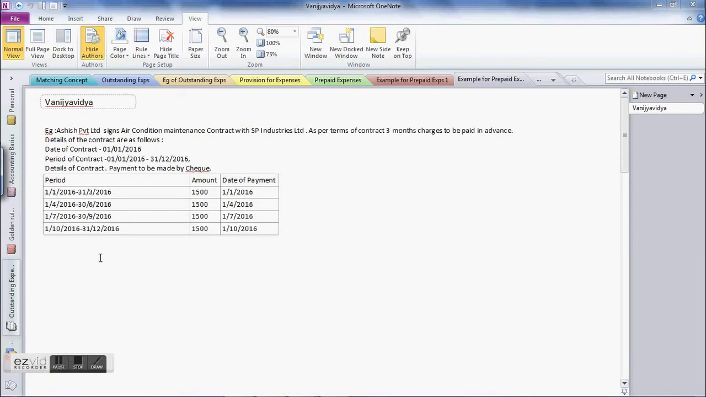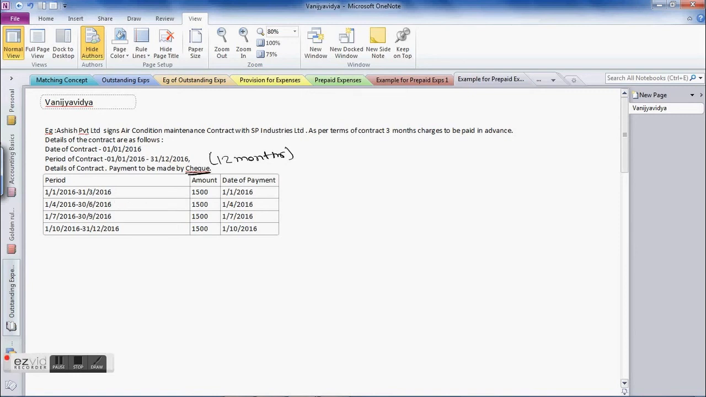Now here we are seeing one more example of the prepaid expenses. Ashish Private Limited signs an air condition maintenance contract with SP Industries Limited. As per the terms of contract, 3-month charges to be paid in advance. Details of contract are as follows. See, the date of contract is again 1st Jan 2016. Period of contract is 1st Jan 2016 to 31st December 2016. That is, period is how much? It's 12 months. Okay. Then payment to be made by check.